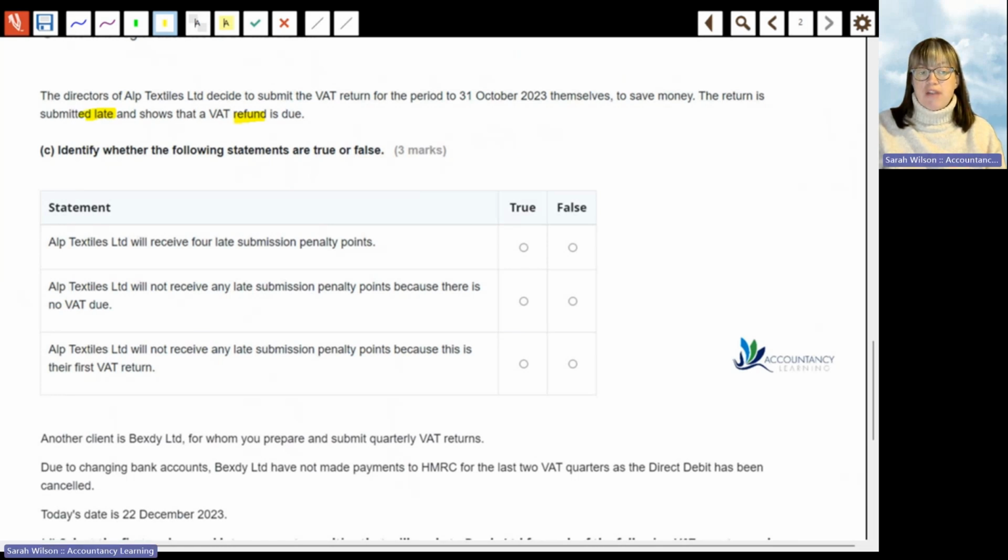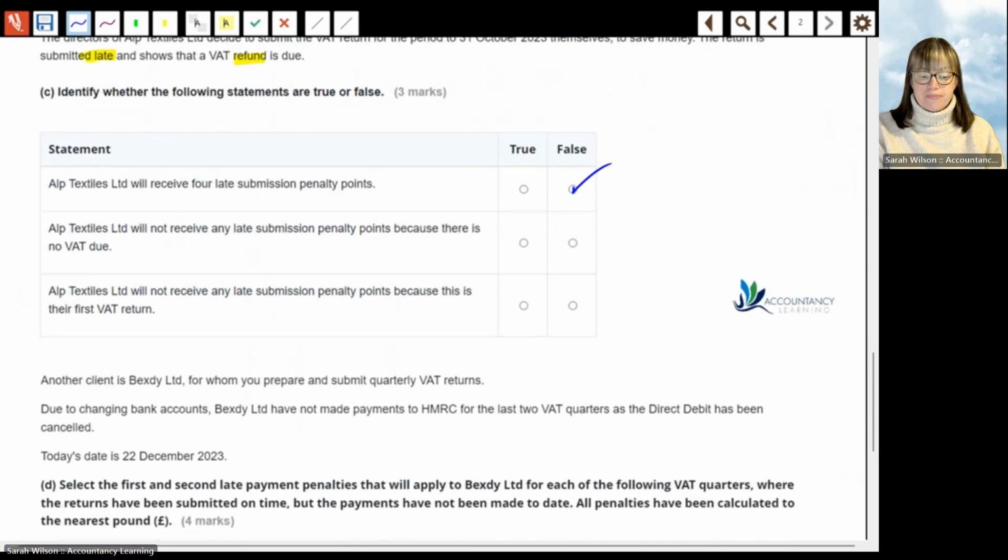ALP Textiles Limited will receive 4 late submission penalty points. This is false, as they will only get 1. ALP Textiles Limited will not receive any late submission penalty points because there is no VAT due. Whether there's VAT due or not, the submission is still late and HMRC will still consider it late and act accordingly. So regardless of the fact that HMRC actually owe the business, there will still be a consequence of the VAT return being submitted late. So that answer is false as well.